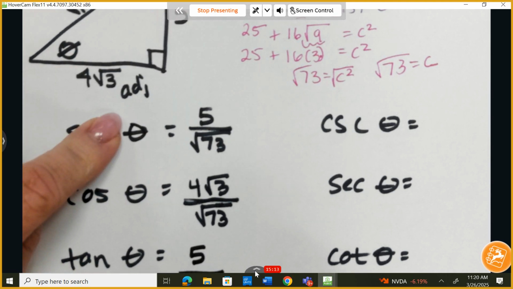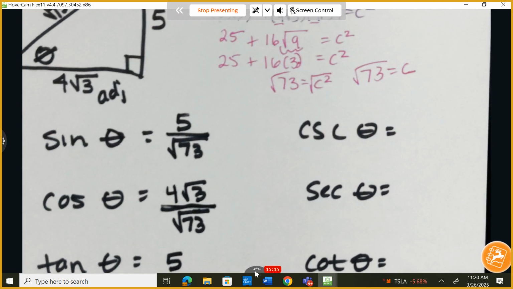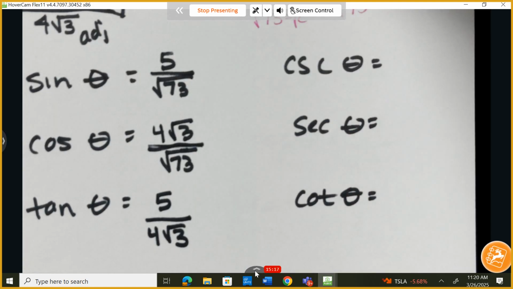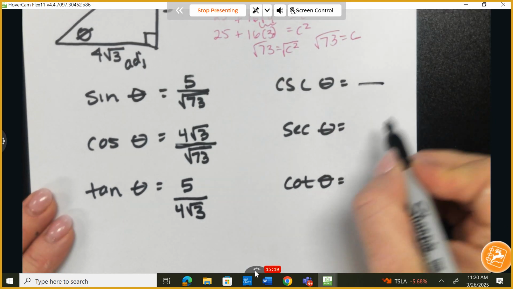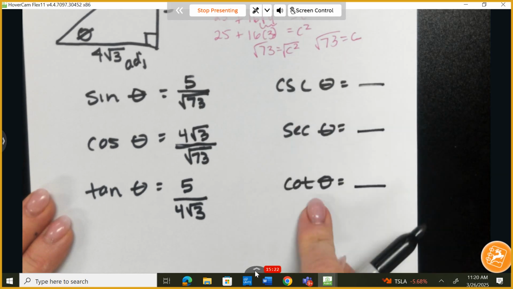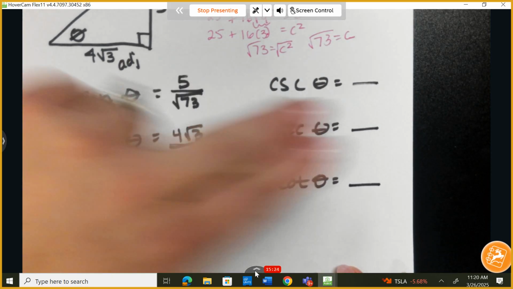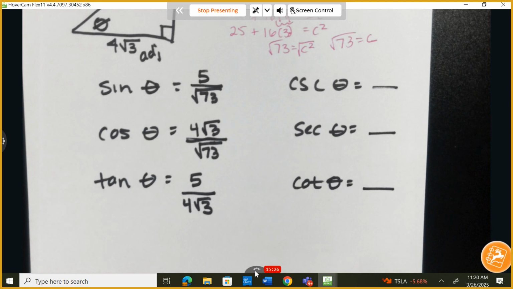Opposite over adjacent. Okay, I'm going to give you 15 seconds to rewrite the ratios for what I call the secondary trig functions. And how you do it right now is just flip them. You ready? You have 15 seconds to go.